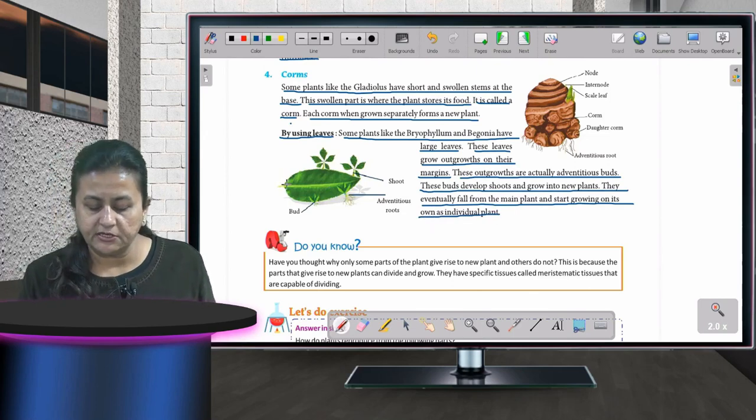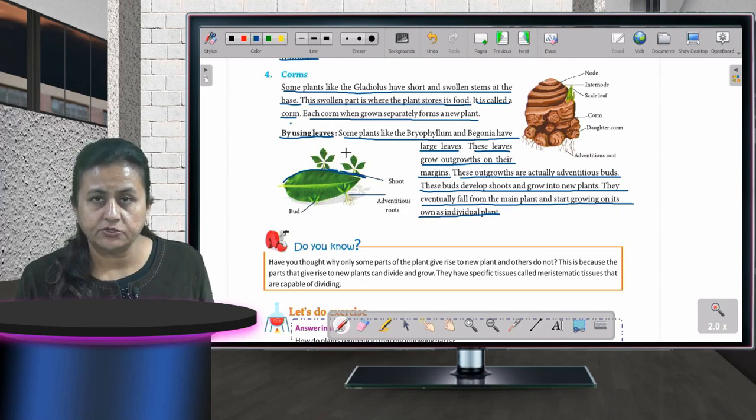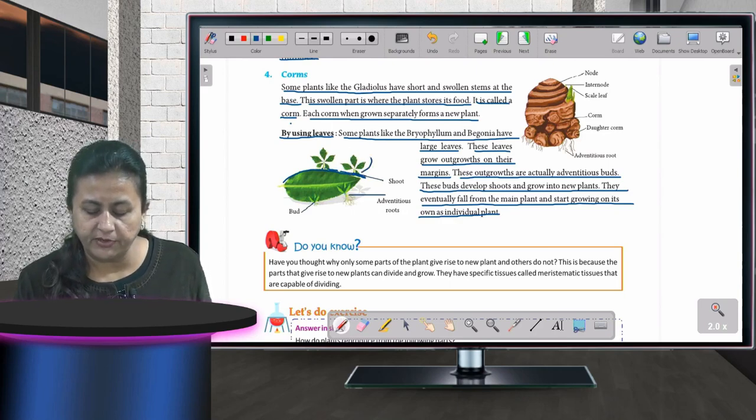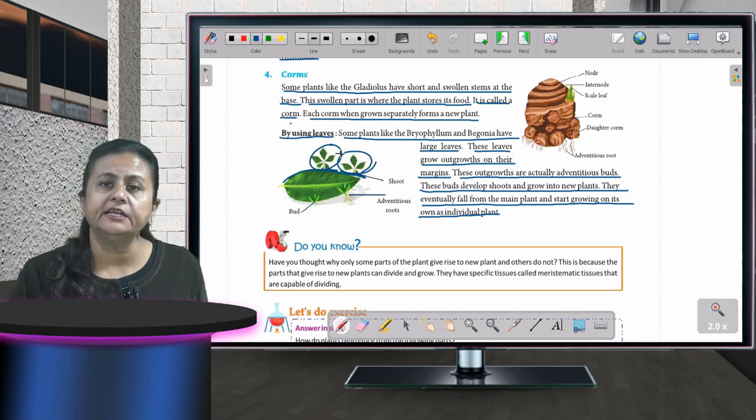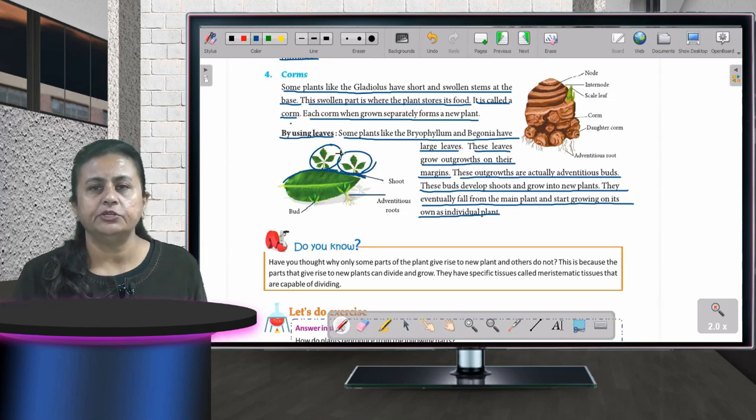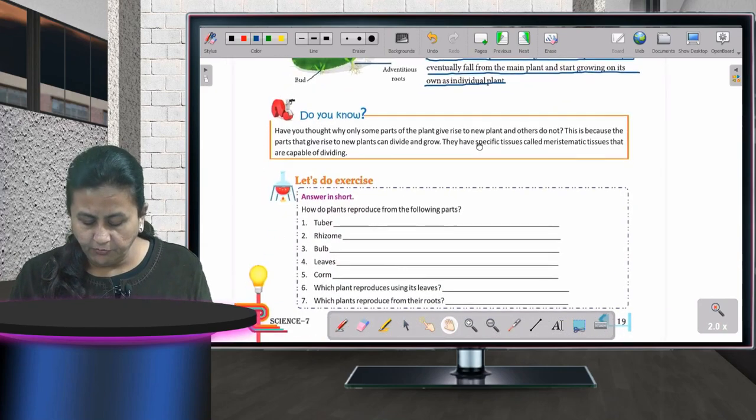See children, this is a leaf of a bryophyllum. And you will see at this edge, new plants start growing. Once this plant is properly developed, it detaches from the parent plant, and now it is capable of its individual growth. Fine. Now moving to the next page.